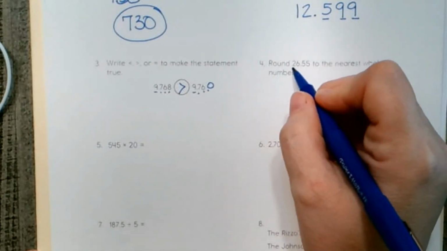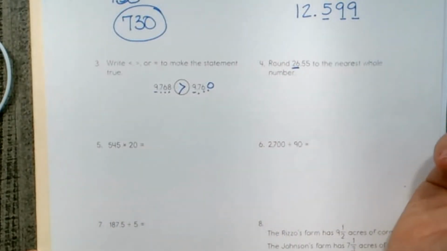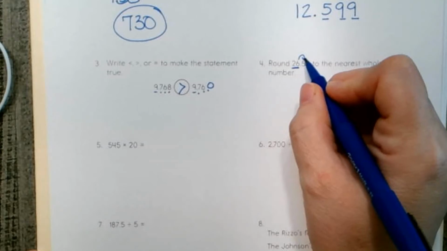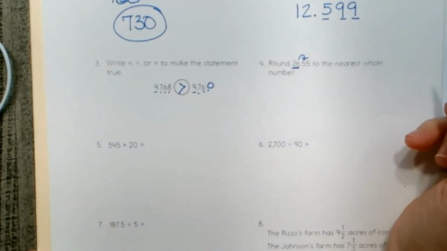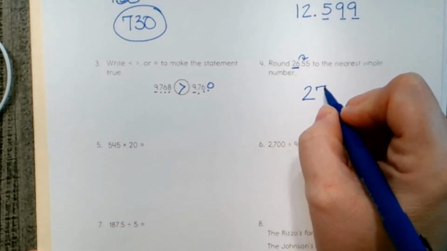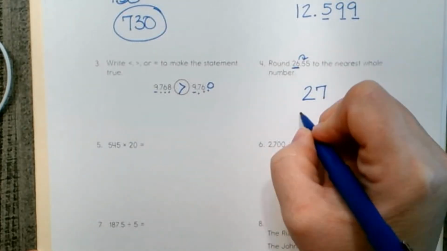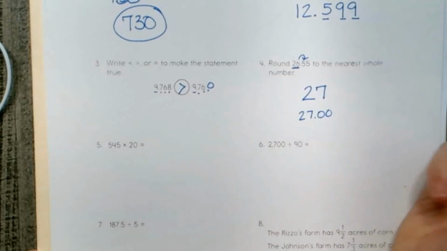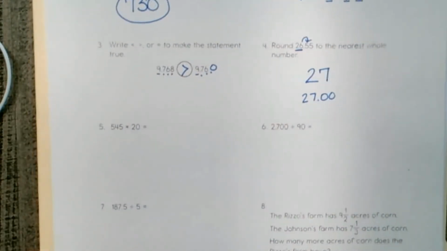Round to the nearest whole number. Our whole number is 26. We're going to look next door. 5 or more, raise the score. It is a 5, so the 26 becomes a 27. It is okay if you put 27.00. They are both the same.